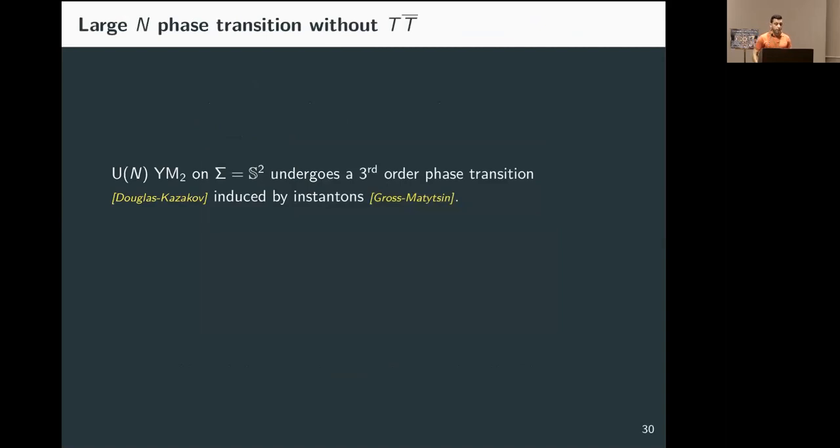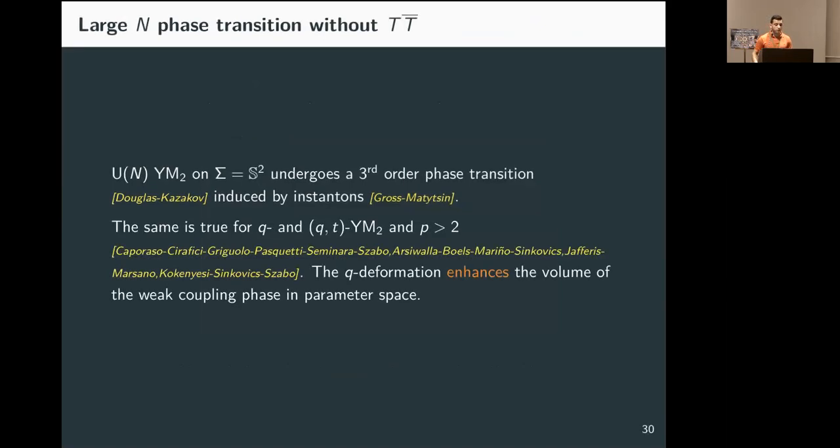So another very well-known aspect of Yang-Mills in 2D on the sphere is that it undergoes a large n third-order phase transition discovered by Douglas and Kazakov, and the transition is induced by instantons. The same is true for q-deformed Yang-Mills, and the q-deformation enhances the volume of the weak coupling phase in parameter space. So if you remember that parameter p, we can decrease it from infinity, and the weak coupling phase will be enhanced as p decreases. And eventually the volume of the weak coupling phase blows up at p equals 2, so there is no phase transition from that point below.